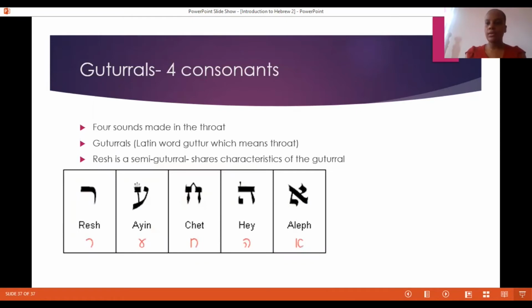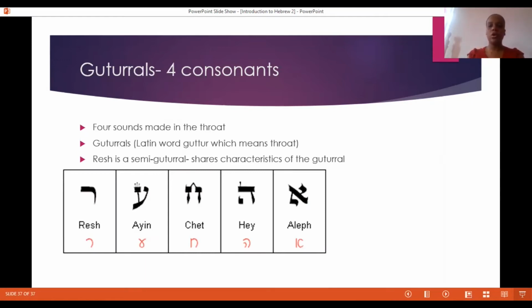All right, so the next thing I want to share with you concerning the consonants is that there are 4 consonants that are pronounced from the back of the throat. And because they're pronounced from the back of the throat, they're referred to as gutturals. The word guttural is derived from the Latin word guttur, which means throat. So the 4 gutturals are listed on the screen. The 4 gutturals are Aleph, He, Het, and Ayin. Aleph, He, Het, and Ayin.